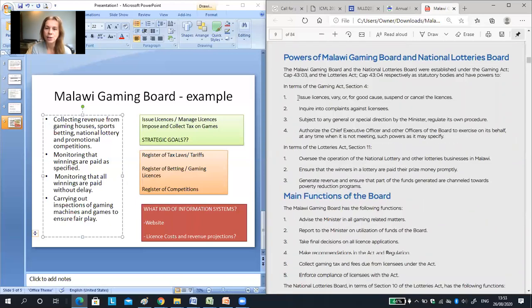So you can see there: issuing licenses, suspend or cancel, inquire into complaints, perform inspections, regulate the procedures, and so on. So immediately you are going to identify some of the data that this company will need to operate. It will have to have a register of tax laws or tariffs, some kind of register of the type of licensing that can be issued, and a register of competitions. If there are competitions or inspections to be carried out, it also has to have a register of complaints.